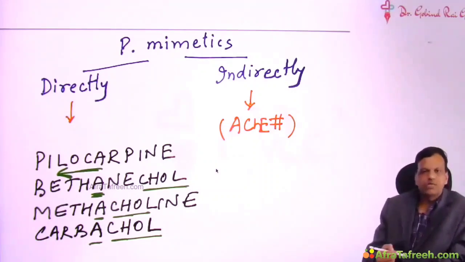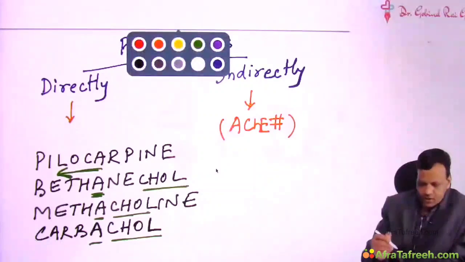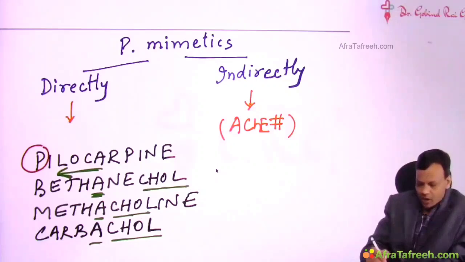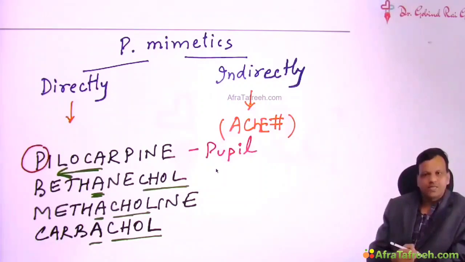Now the MCQs about these drugs you can answer by using the first letter of the drug. Pilocarpine starts with P. P means pupil. So pilocarpine mainly acts on the pupil. And what will it do to the pupil? It will cause miosis. It is a parasympathetic drug.